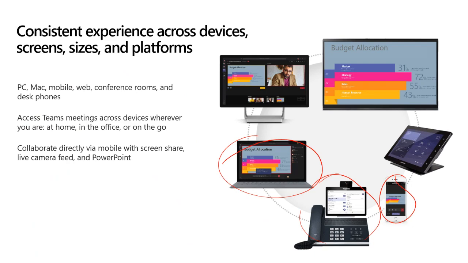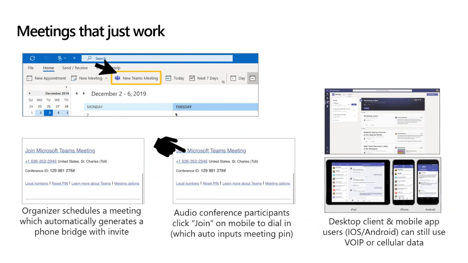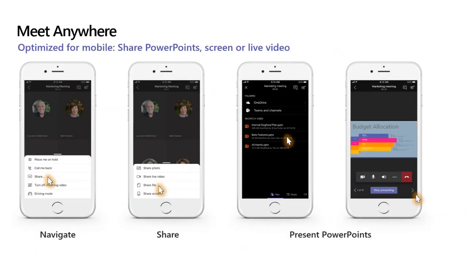So the mobile experience, anyway, I kind of already went through this, but Teams meetings just work pretty well. The idea is it's just one click and it should work. The mobile app for Teams is really nice for Teams meetings. You can even do stuff like present PowerPoints. You can even share files.